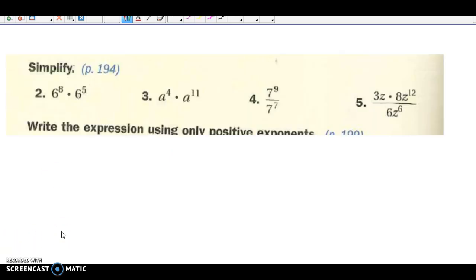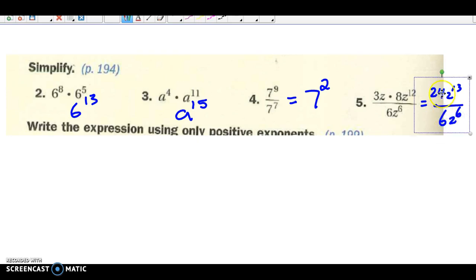All right, back to remembering our rules when we are multiplying like bases. This would be 6 to the 13th. A to the 4th times a to the 11th is a to the 15th. If I'm dividing like bases, I can subtract the exponents and keep the base the same. So this becomes 7 to the 9 minus 7, or 2, 7 to the second. And then here I would maybe multiply these to get 24z to the 13th over 6z to the 6th. Then 24 and 6 would divide to be 4. Z to the 13th, z to the 6th, subtract the exponents, it would be z to the 7th.